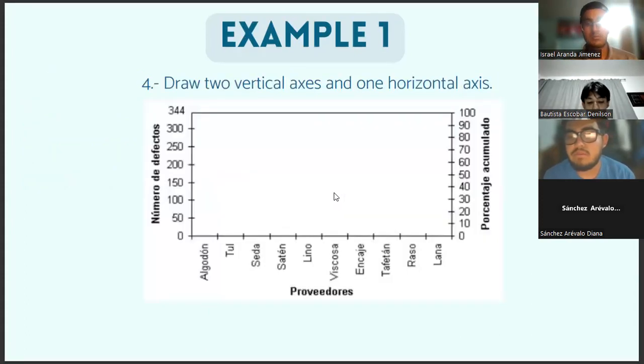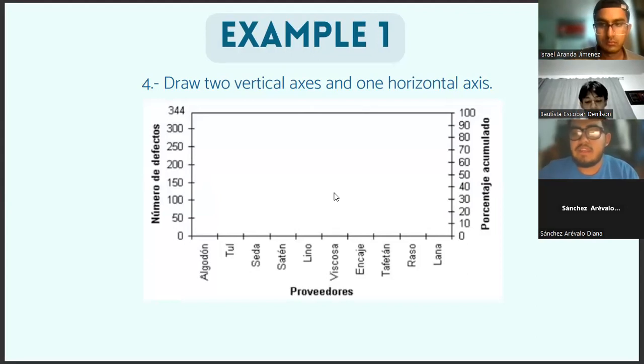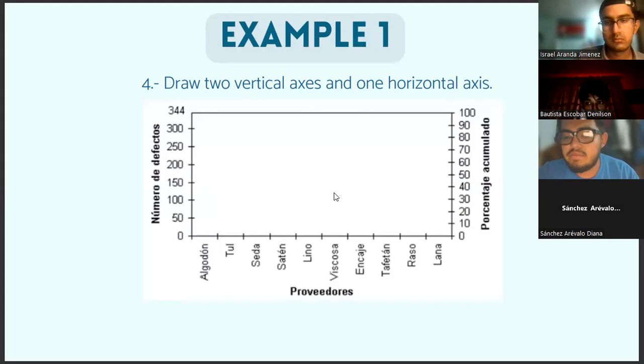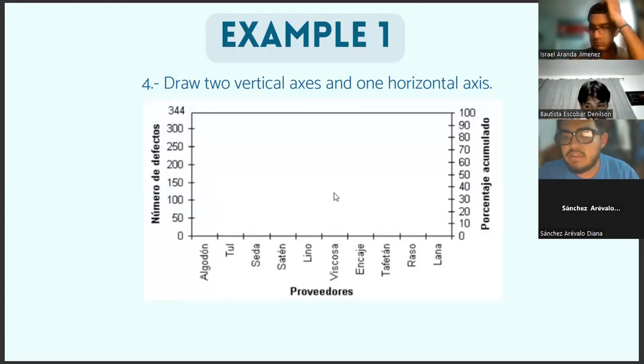Well, with the past table, in order to calculate that, we have to draw two vertical axes and one horizontal axis in order to draw our graphic. And it's simple to do it, and it's simple to calculate it.